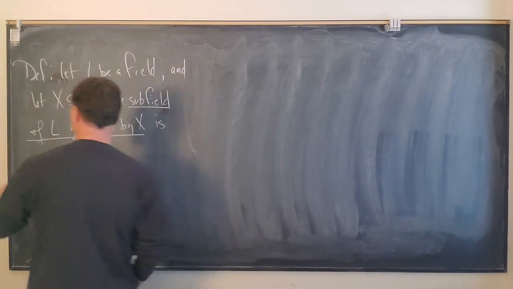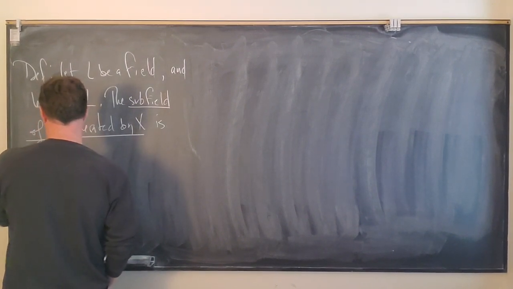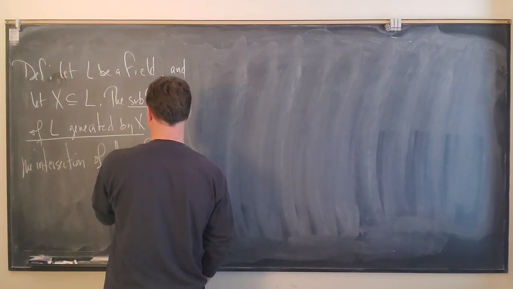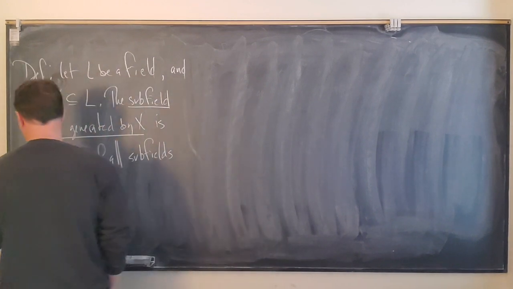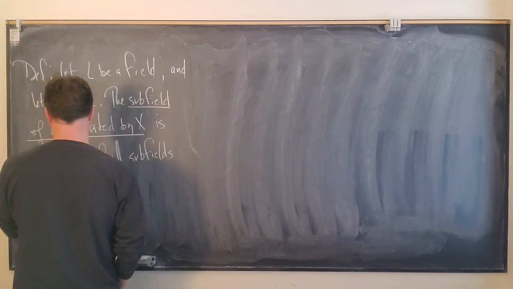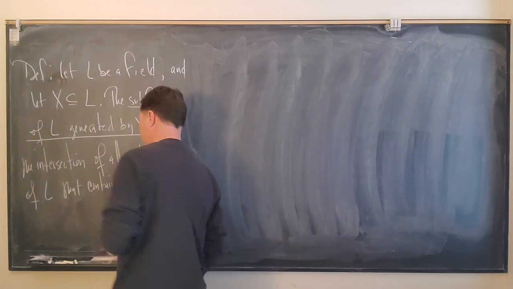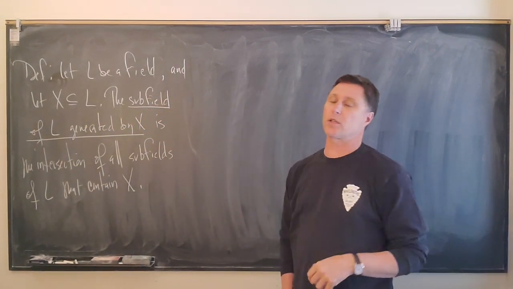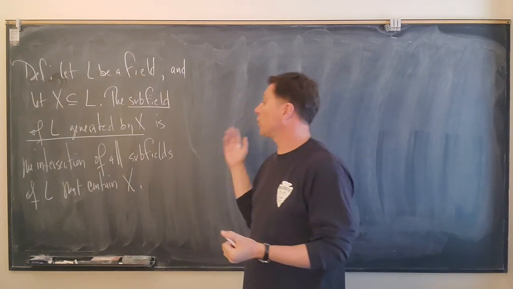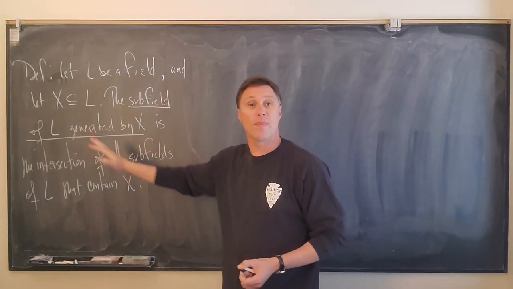So this is the intersection of all subfields of L that contain capital X, right? So just as the intersection of subgroups is a subgroup, the intersection of subfields is a subfield, and so we want the smallest, and here's a way to think of this, it's the smallest subfield of L that contains the set X.